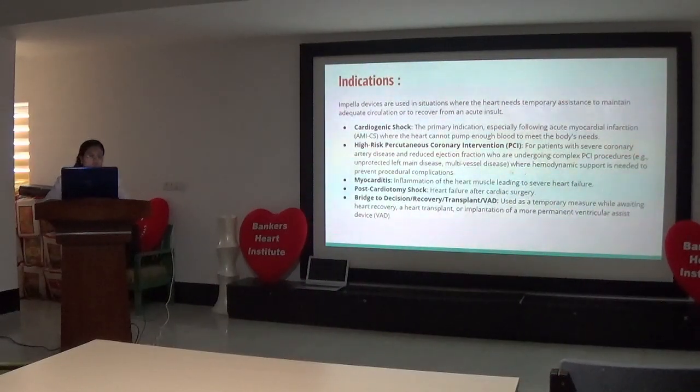Another is again shock: myocarditis leading to severe heart failure, or post-cardiotomy shock, heart failure after cardiac surgery. Another is bridge to decision, or recovery, or transplant, or bridge to permanent ventricular assist devices. So it's used as a temporary measure while awaiting heart recovery.